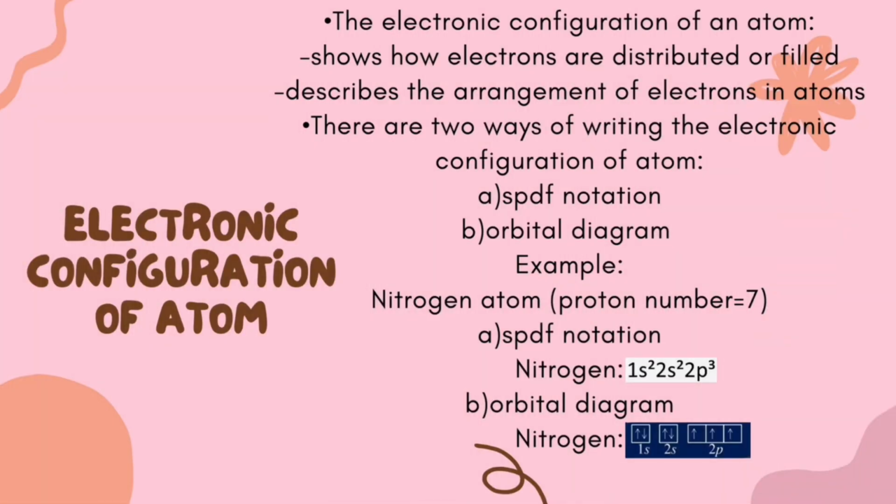Electronic configuration of atom. The electronic configuration also shows how the electrons are distributed or filled and the arrangement of electrons in an atom. We can write the electronic configuration in two ways. One is the SPDF notation and the other is the orbital diagram. For example, when we look at the nitrogen atom on the periodic table, the SPDF notation is going to be 1s2, 2s2, 2p3, and the orbital diagram as below.